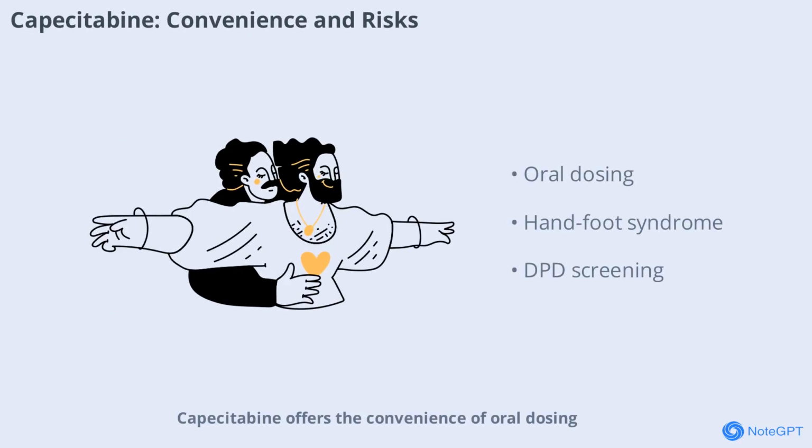Capecitabine offers the convenience of oral dosing, but it comes with unique risks. Hand-foot syndrome is more common, and DPD deficiency screening is essential before starting therapy. This ensures patients can safely metabolize the drug and avoid severe toxicity.